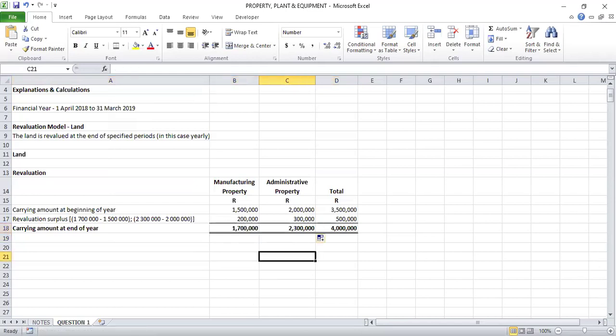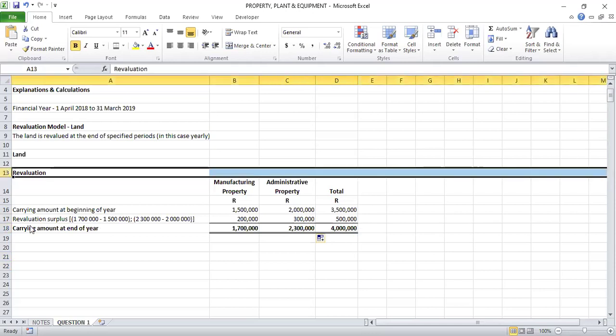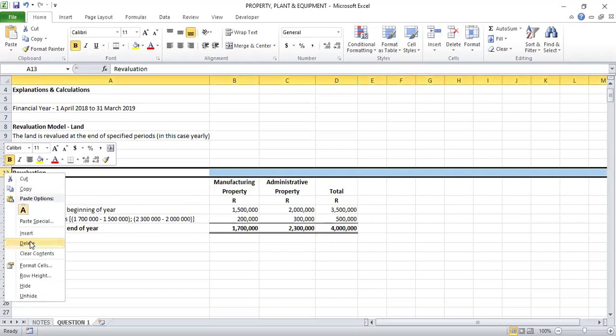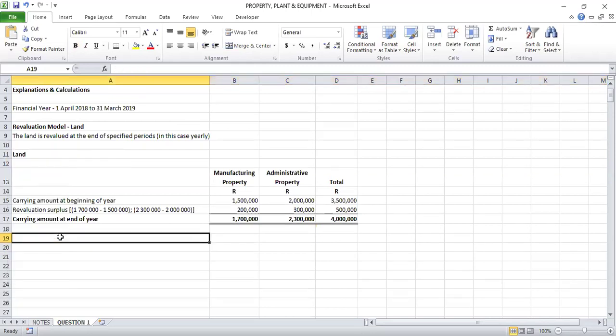So these are our calculations of the land. Our land, all in all, was 3.5 at the beginning. There was a revaluation of 500, and it's now 4 million. Any questions on the land? Let me remove this one. It can be misleading there. Any question? No questions. Then let's do our calculations on the buildings.